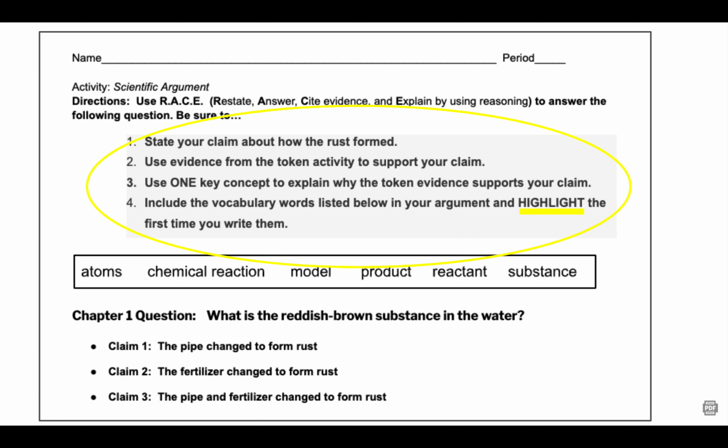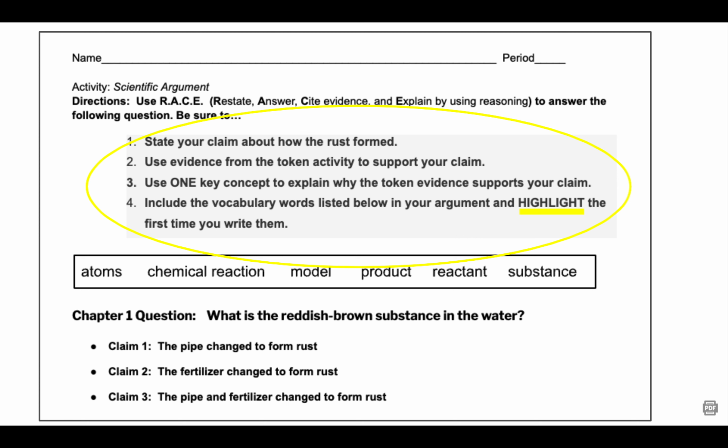And so please be sure to follow the instructions. That's why I've circled that in yellow. Just really make sure that you follow those instructions and that you follow them step by step. Don't go out of order. Don't start with your key concept and then give me the evidence. Please make sure you follow the order.